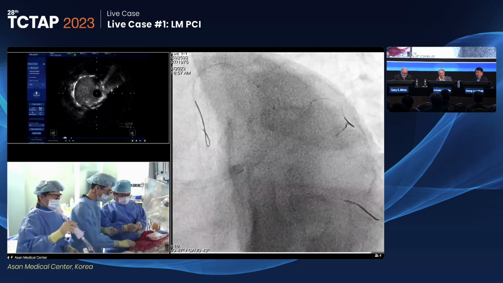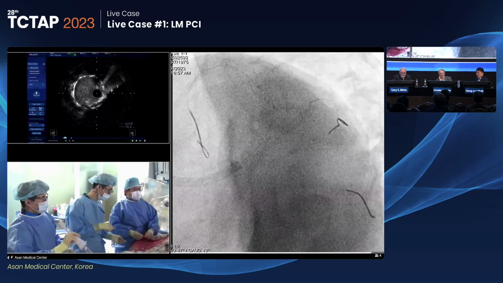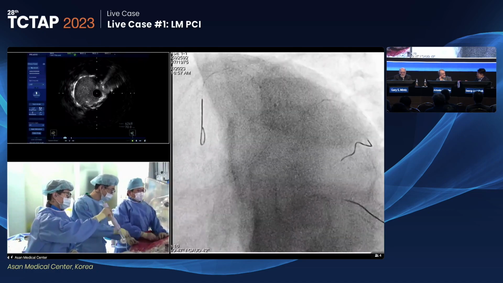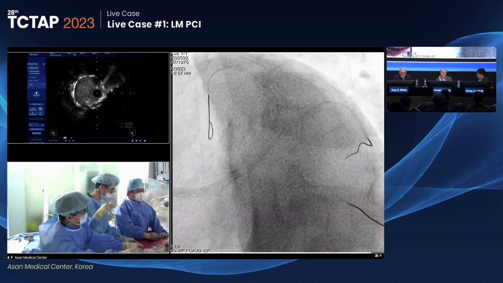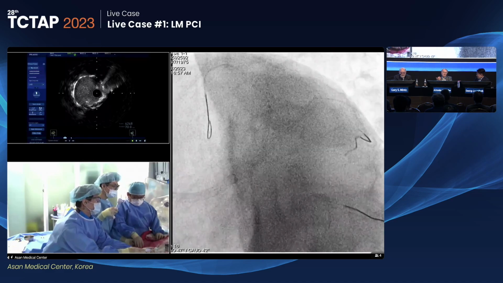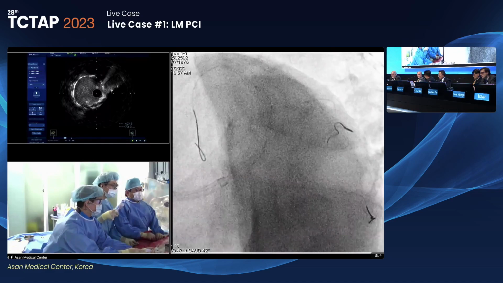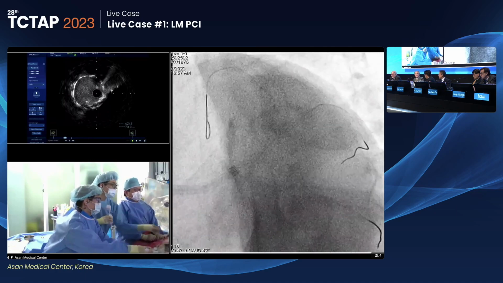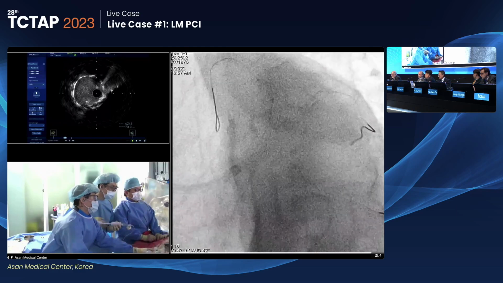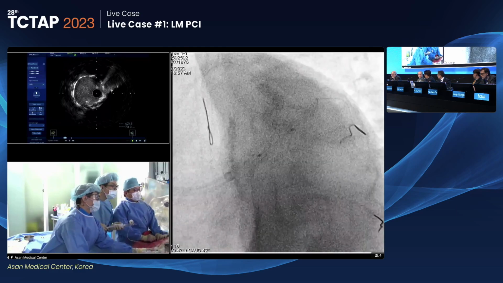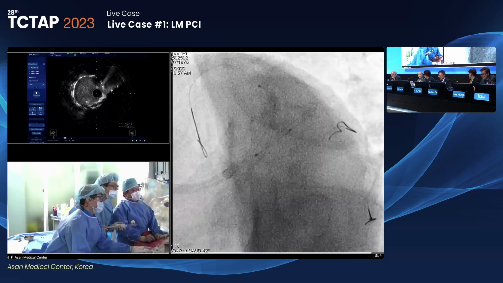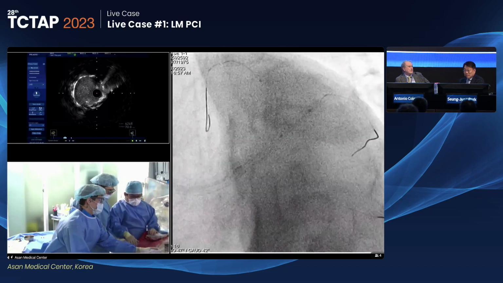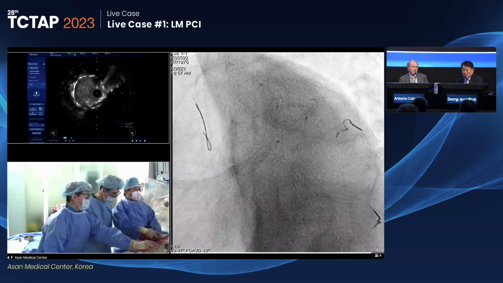Very effective. All right. How do you define, Antonio, a small vessel size-wise? Less than 3 millimeter. Yeah, less than 3. Three is just a big one. Small vessels, less than 3 millimeter. Any vessel that you dilate with a 2.5 balloon.